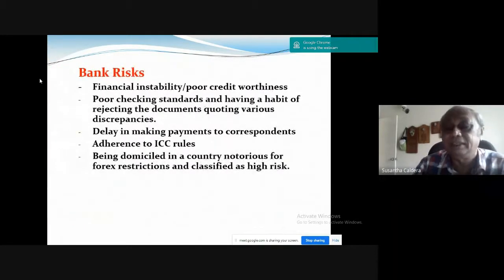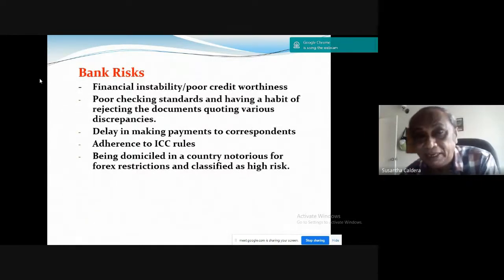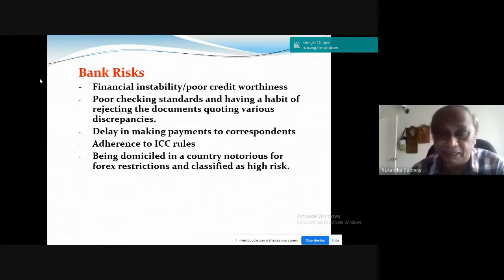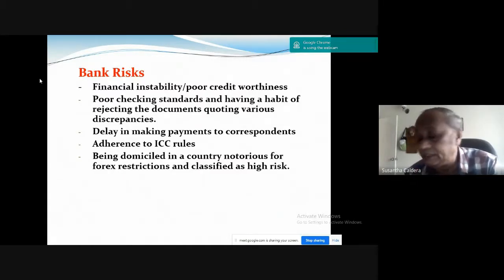Bank risk. When it comes to bank risk, it is financial instability or poor creditworthiness of the banks. Financial instability or poor creditworthiness of the banks. I'll give you a nice example.